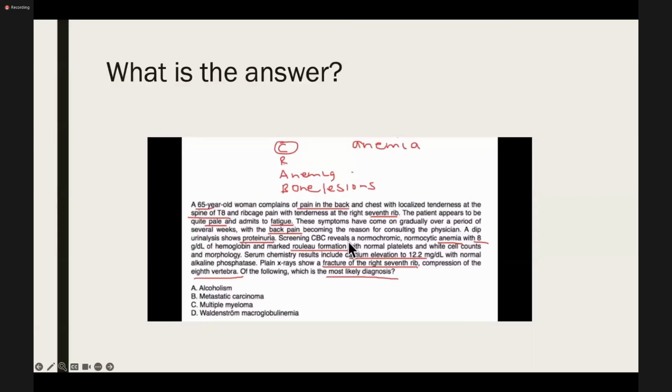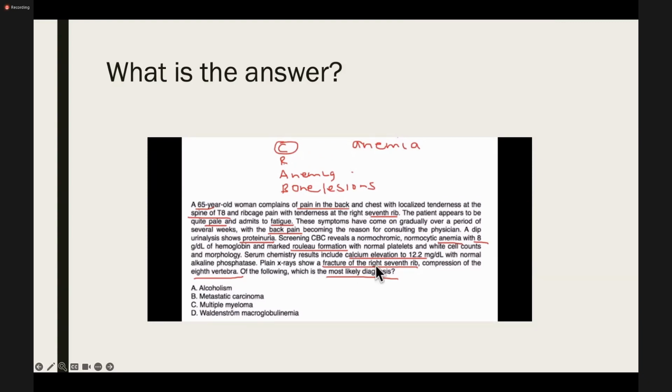Okay, this is a sample of an exam question I'm going to give you. You have a patient that's 60, 65, they have pain in the back, bone pain right there. The next one is they have anemia right there. They have rouleau formation. Once you see that rouleau formation, don't waste your time. Your answer is multiple myeloma. Just look for clues. Calcium is elevated. Boom, you'll see your R.